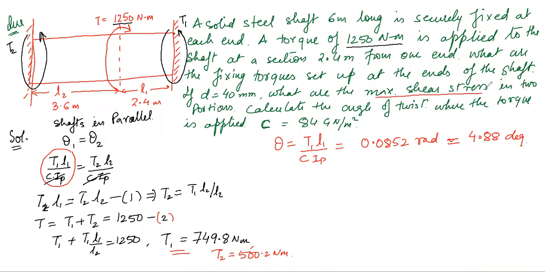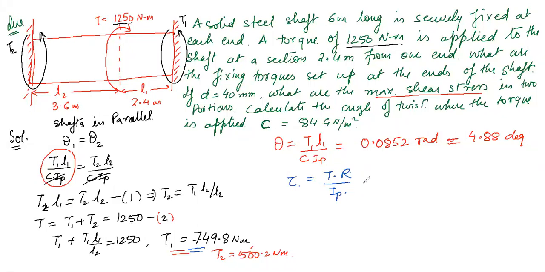Now the last portion: you need to find the maximum shear stress. Just see this condition. When we are talking about torque, the shear stress tau is defined as T R by IP. It means if the values of R and IP are constant, tau is directly proportional to torque. Whatever the value of torque, the shear stress will develop accordingly. The maximum shear stress occurs at a torque of 749.8.